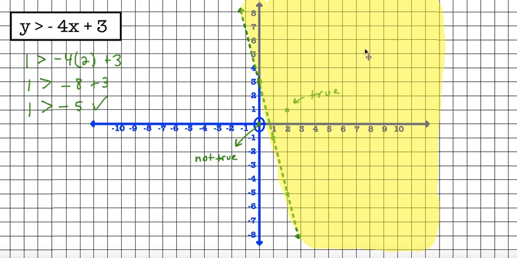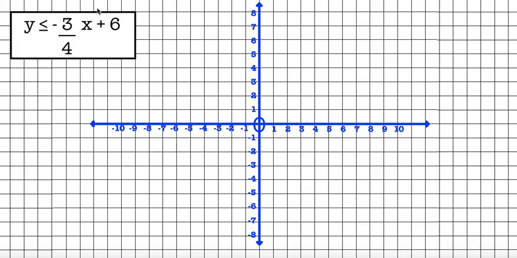And so just be mindful that any coordinate that I picked in this shaded region would make this a true statement as well. So here we have our last example. y is less than or equal to negative 3/4x plus 6. Because we have less than or equal to, we're going to have a solid line. So we're going to graph this as we normally would. We have negative 3/4, which is our slope.